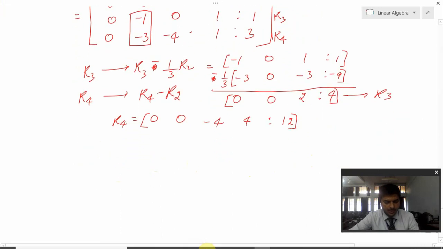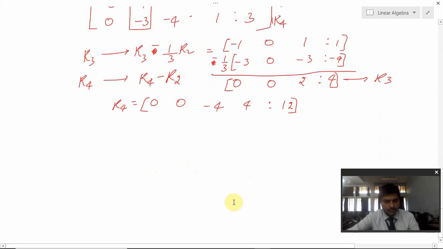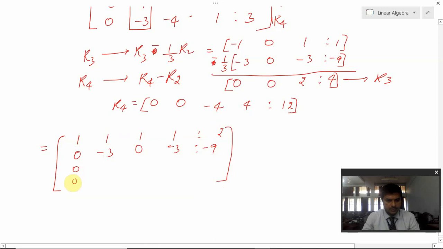So therefore now augment matrix will change. So therefore our new augment matrix is, so everybody must get this augment matrix 1 1 1 1, no change in R1 and no change in R2, 0 minus 3 and minus 3. Only this two values will change, 0 0 0 2 4. This is minus 4 4 12.